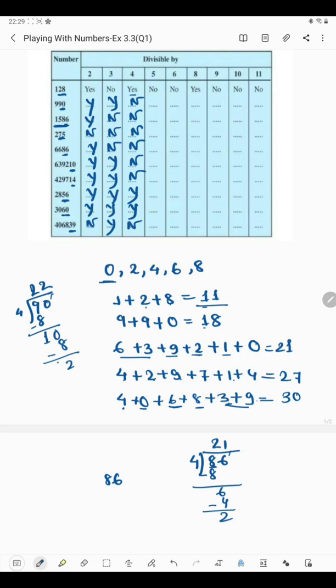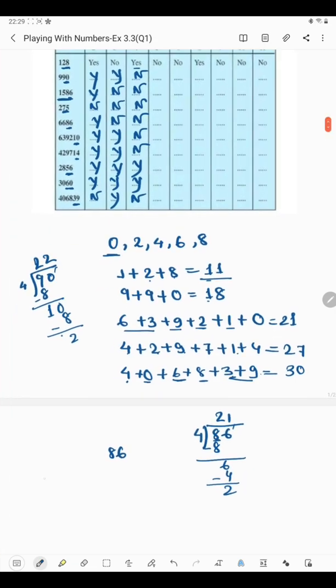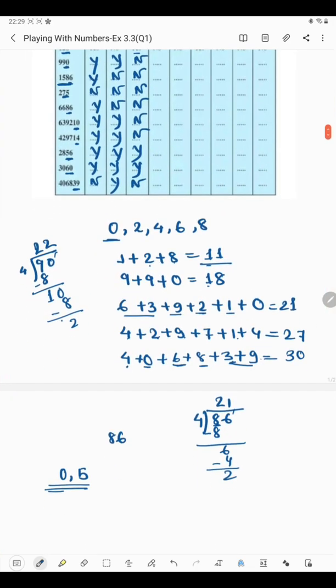Okay, now let's come to divisibility by 5. Now divisibility by 5 is if the last digit is 0 or 5, then it will be divisible by 5. Okay, this is the divisibility of 5.